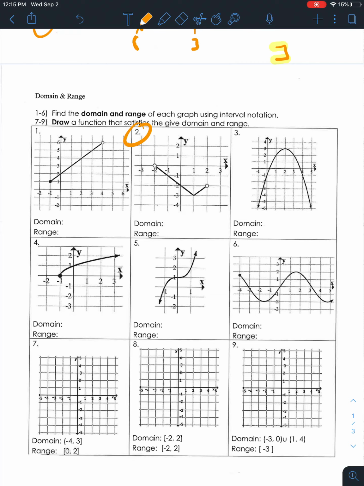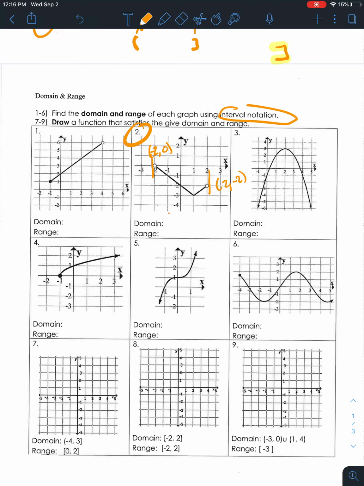And number 2. So now we're talking about domain and range. We're going to use the same concept from the top. For domain, we're going to go left to right. So the leftmost point, this is the point -2, 0. This is the point 2, -2. So my domain is x values. I'm going to write this in interval notation is what it tells me.